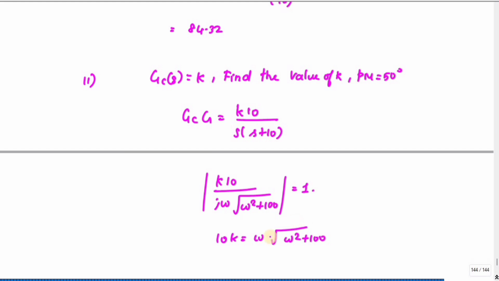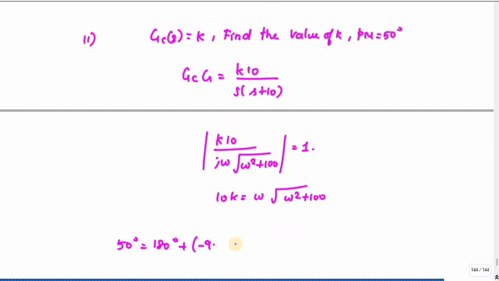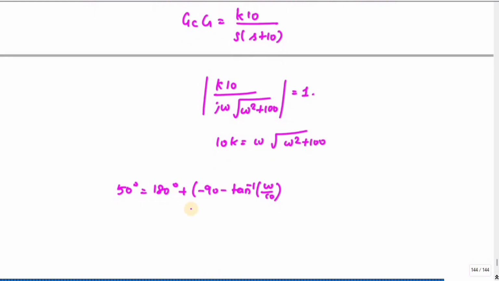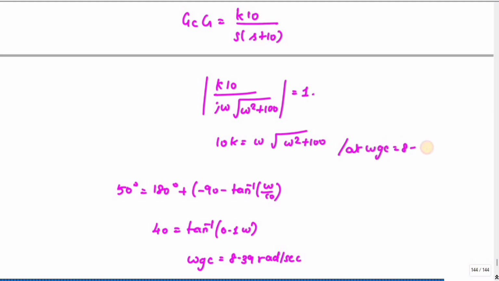Now I can write 50 degree is equal to 180 degree plus of minus 90 degree minus tan inverse of omega divided by 10. So on solving, 40 is equal to tan inverse of 0.1 omega. So omega gc is equal to 8.39 radian per second. So you have to substitute that in the above equation, that is 10k equal to omega into root of omega square plus 100, at omega equal to omega gc, that is 8.39. So the k value is equal to 10.95.